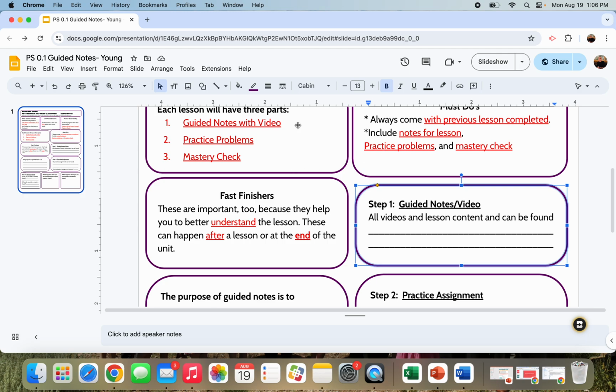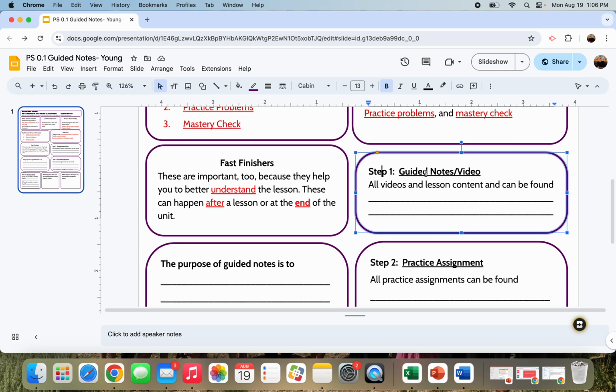Okay, going back to our 3 parts of our lesson. So step 1, your guided notes and video, which is what you are doing right now. All videos and lesson content can be found on Mrs. Young's Canvas page. So right here, you're going to write on Mrs. Young's Canvas, either on her homepage, or under modules on Canvas. But regardless, it's on Canvas.